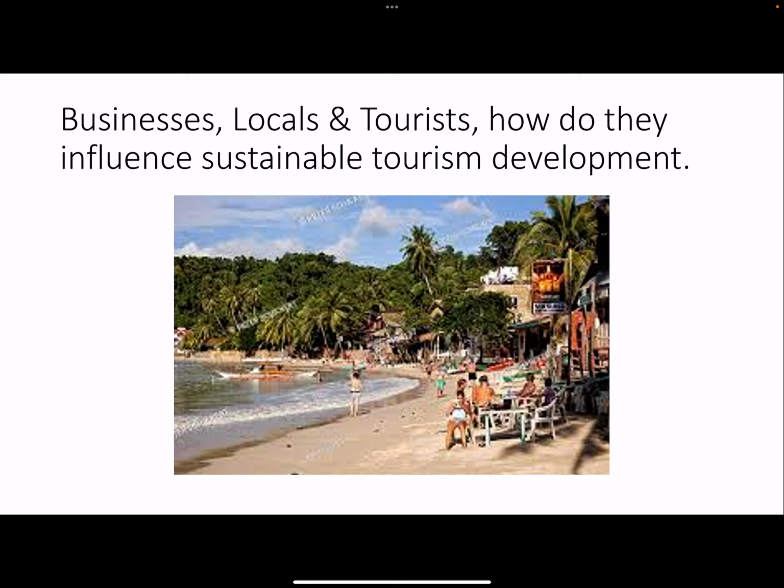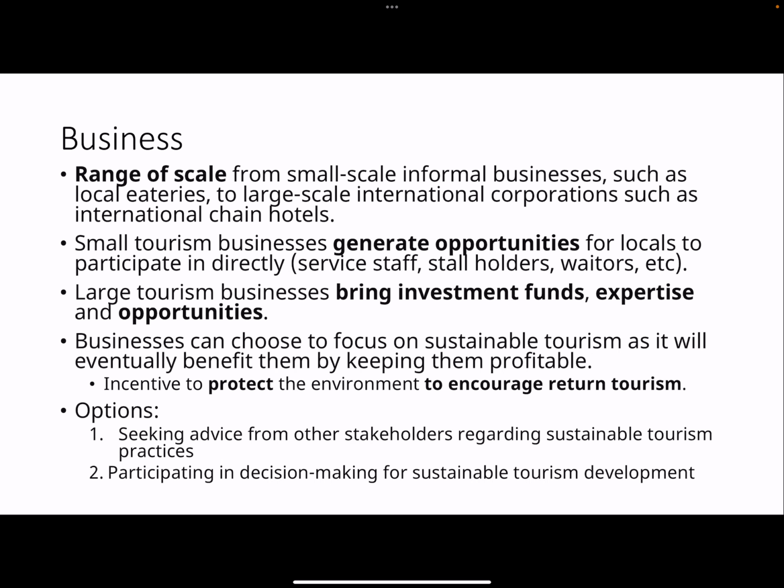Okay. Now, next we're going to move on to the other three groups: businesses, locals, and tourists. How they can actually influence this. Okay, so let's look at businesses first. In terms of businesses, scale is very important. How big the business actually is, right? If you are a small scale tourism business, you're generating opportunities generally in a more direct manner. You're targeting locals to fill in these service roles that tourism brings about.